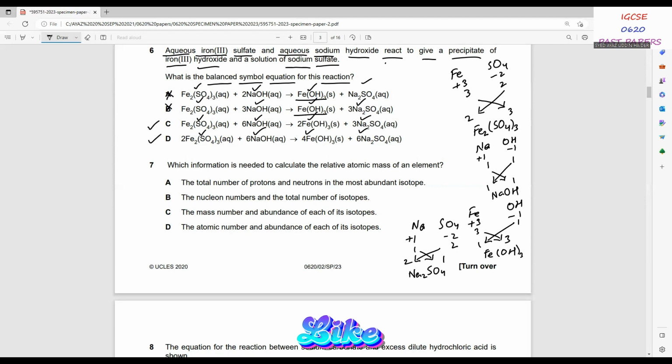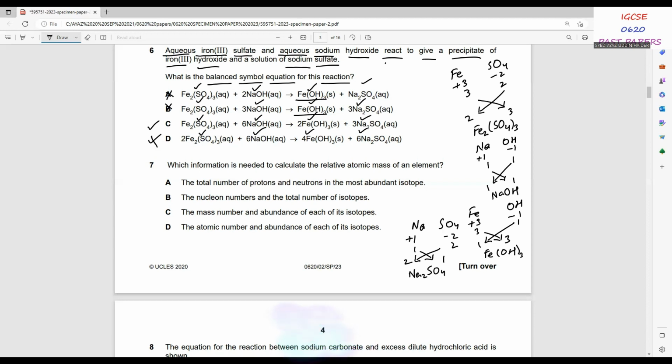We will also look at the formula for the sodium sulfate formed on the product side. If you look at the formula for iron(III) sulfate on the reactant side, Fe2(SO4)3, there must be 3 moles of sulfate ion. So on the product side, you must have 3 moles of sulfate ion. This looks correct to me, C. So D is also wrong.